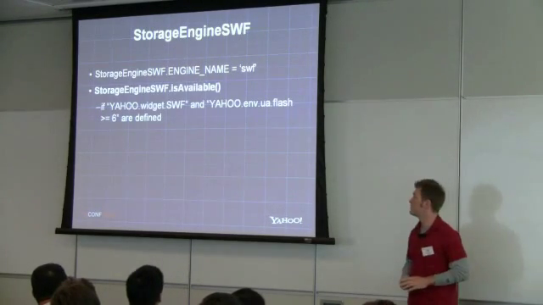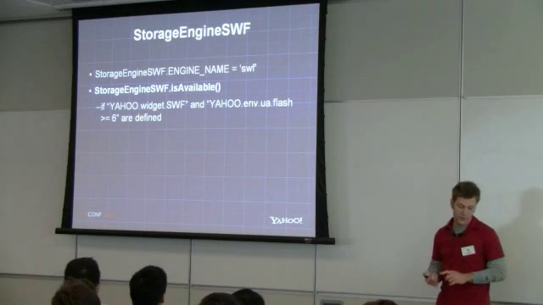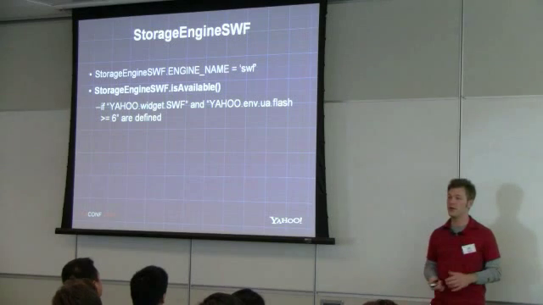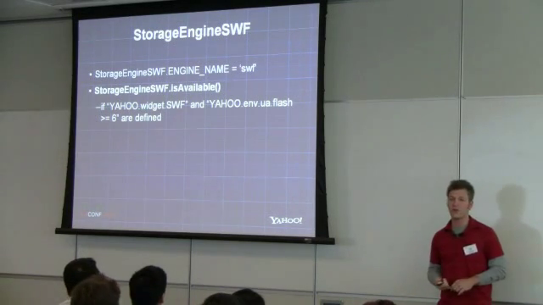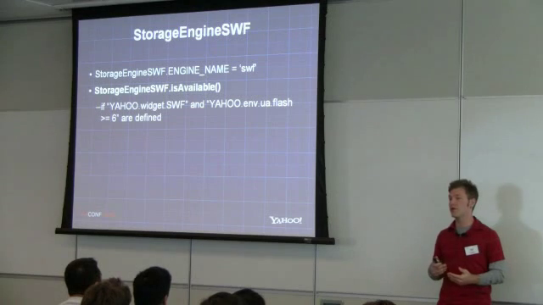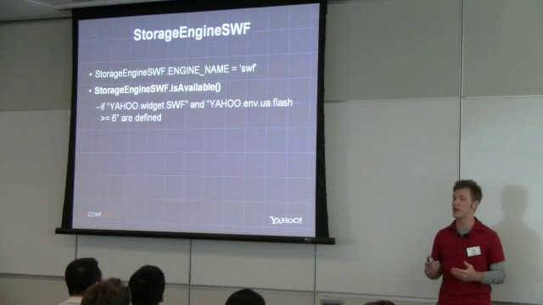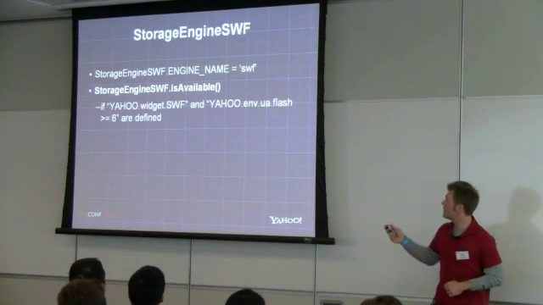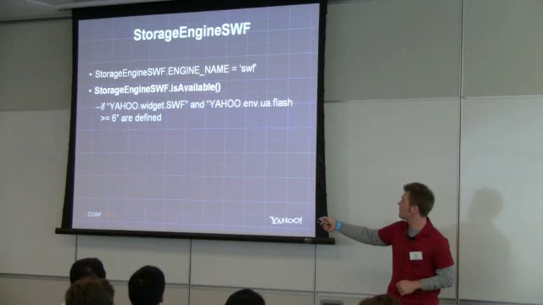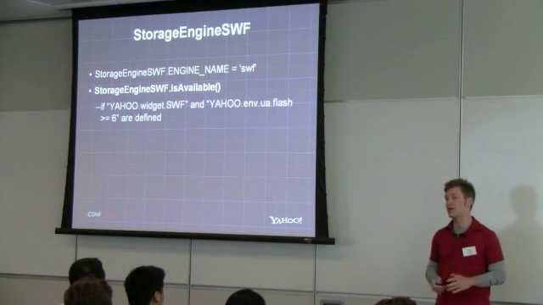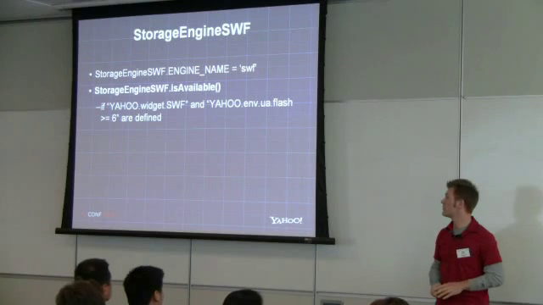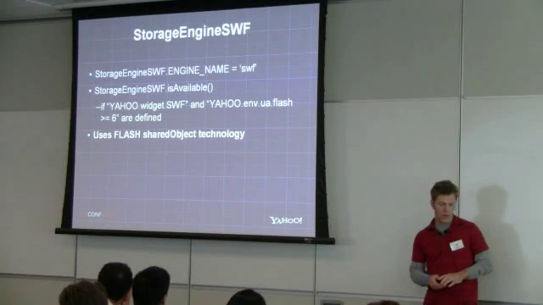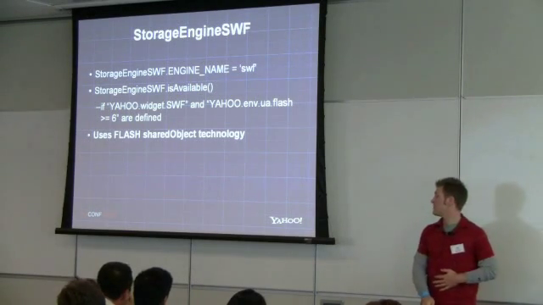The isAvailable function for Swift is pretty simple. First of all, we make sure that Yahoo widget Swift, this is the Swift utility, exists. The reason we do this is we're going to use it to instantiate the Swift object and be able to get the Swift back to read and write from. And the other thing, we need to make sure that at least Flash version 6 is defined. That's when Flash introduced this shared object, which we're going to be using to read and write data. It uses the shared object technology of Flash.